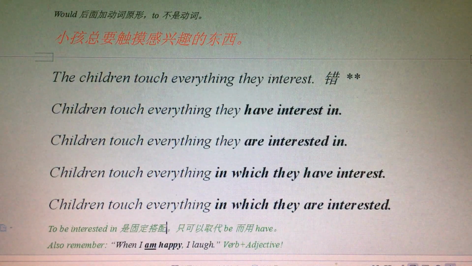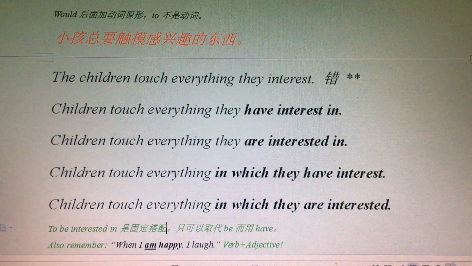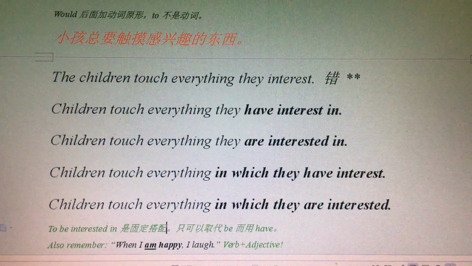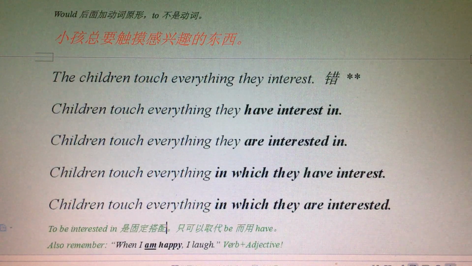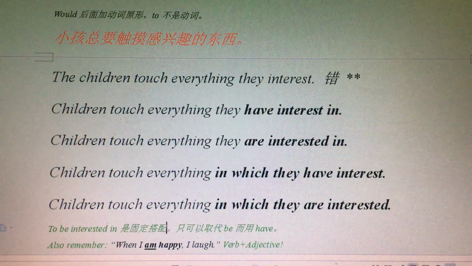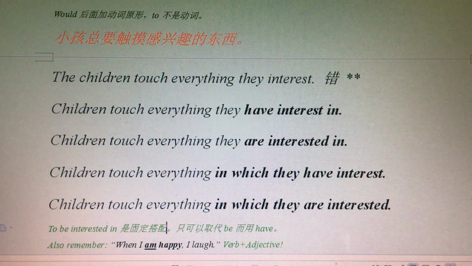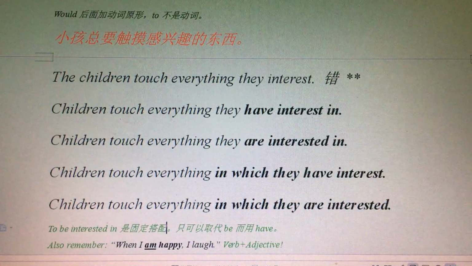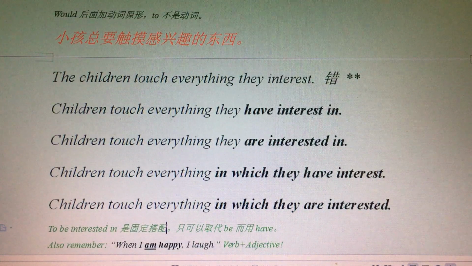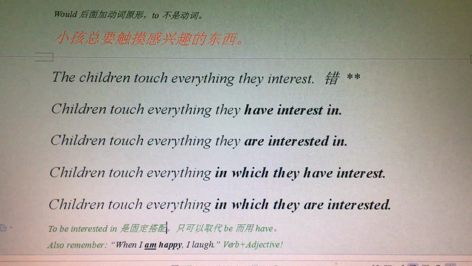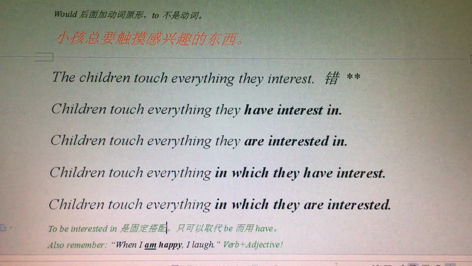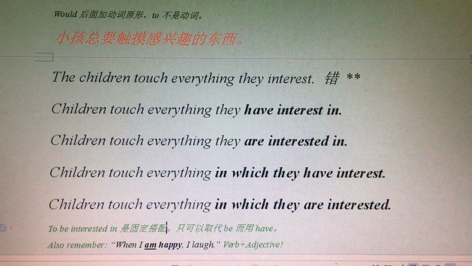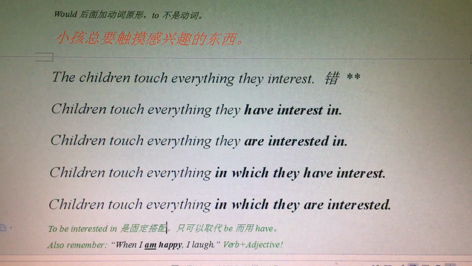There's 4 correct answers here. "Children touch everything they have interest in." This is very natural, although you may know that in English, many teachers don't like when you have a sentence ending in a preposition. So they don't like to have "in." So I'll show you what you do after I read the next one.